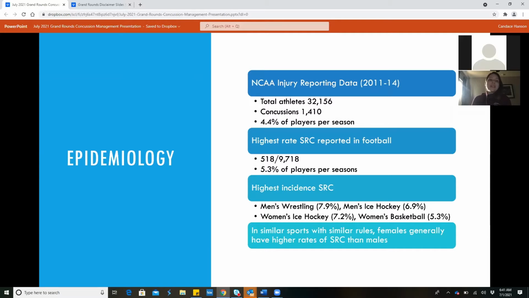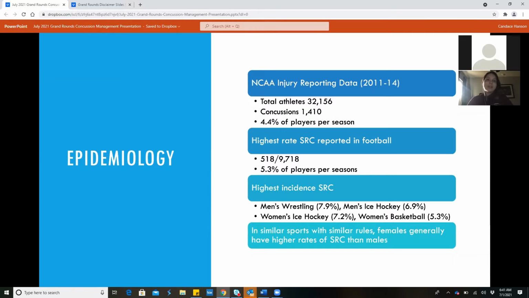So with NCAA injury reporting data, there are definitely several different categories of years that you can look at, but the NCAA has a very good system for recording these things. As long as the school is entering their data like they should, these are pretty accurate numbers for concussions that are diagnosed. So I went ahead and used them as representative.